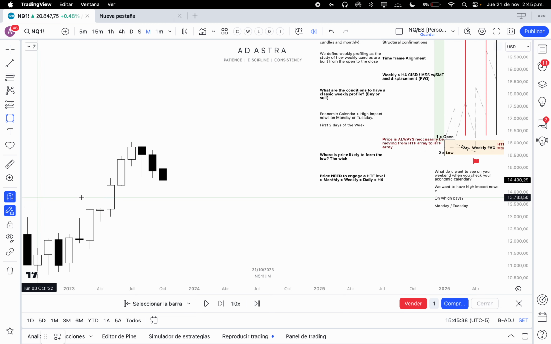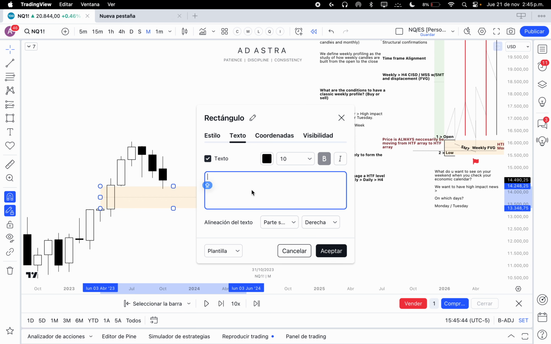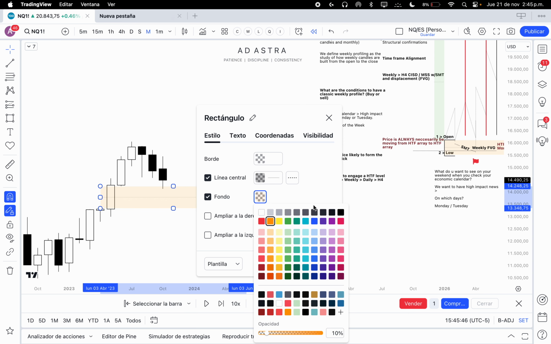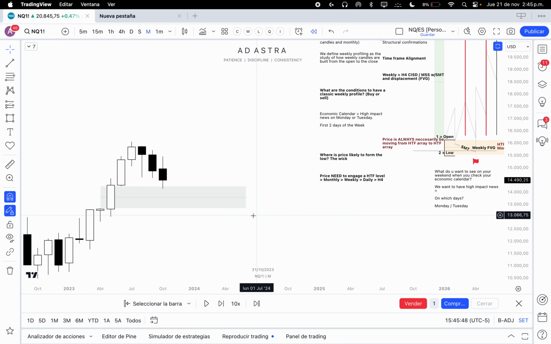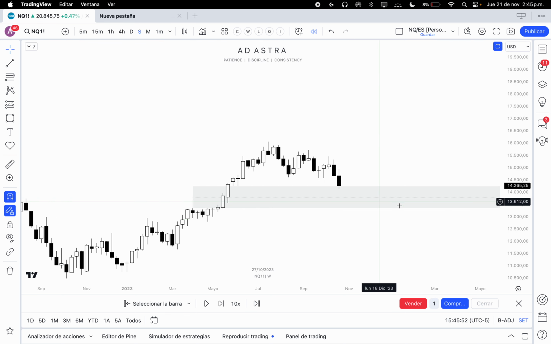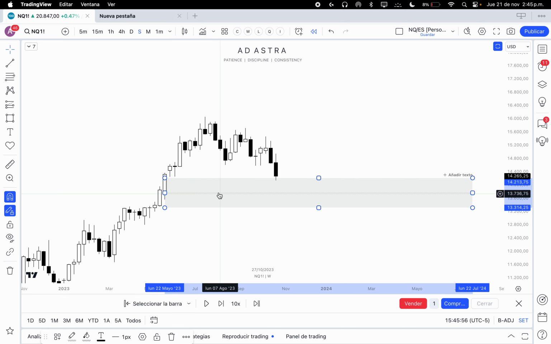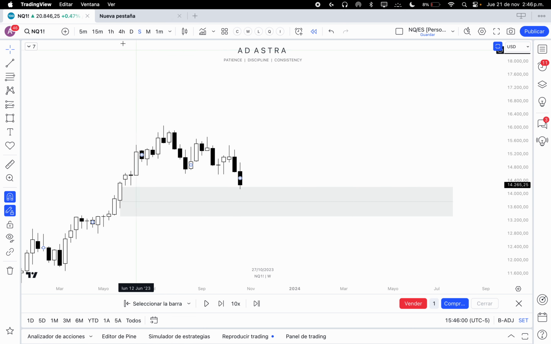Okay, we have a monthly fair value gap. Perfect, really simple. So price is bouncing. I mean, we already know price is going to bounce here because we have the monthly fair value gap. So now let's move to weekly time frames and let's see what's happening. Okay, price is going to move from this monthly to this monthly internal to this monthly external. Let's see how the weeks develop here.